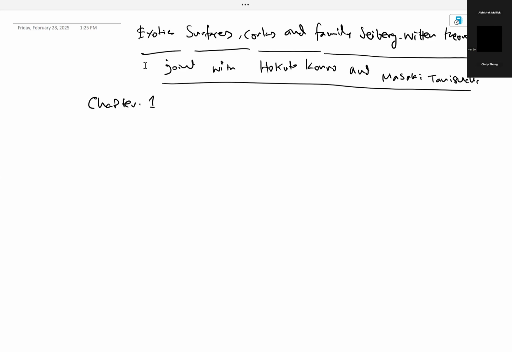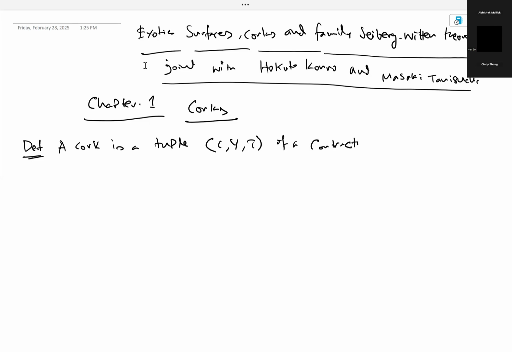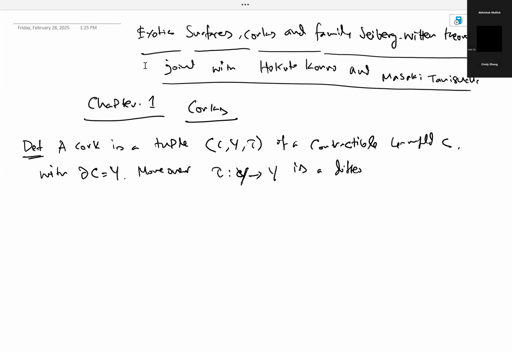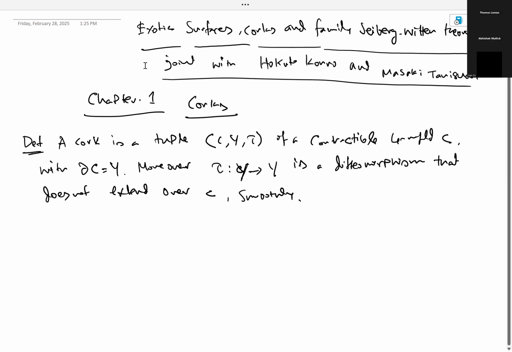So we'll begin with corks. So what are corks? Definition: a cork is a tuple (C, Y, tau) of a contractible four-manifold C with boundary Y. Moreover, tau from Y to Y is a diffeomorphism that does not extend over C smoothly. Okay. So here's a cartoon picture.